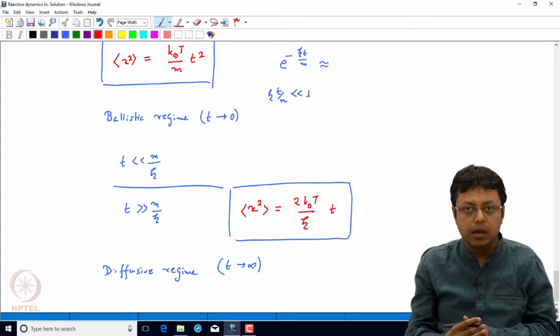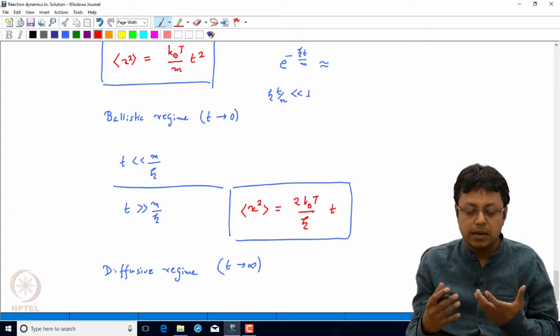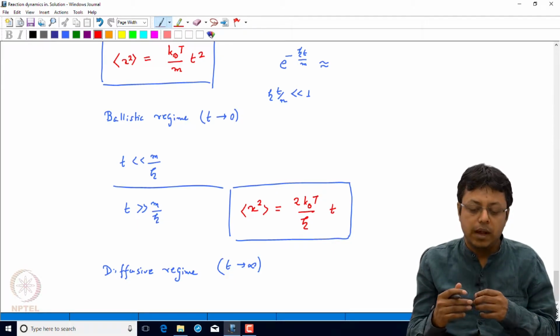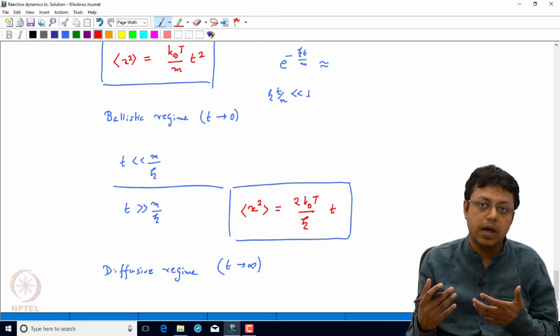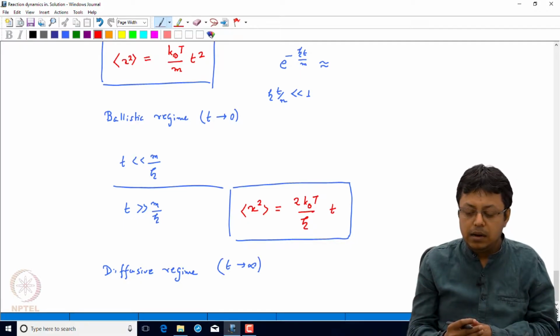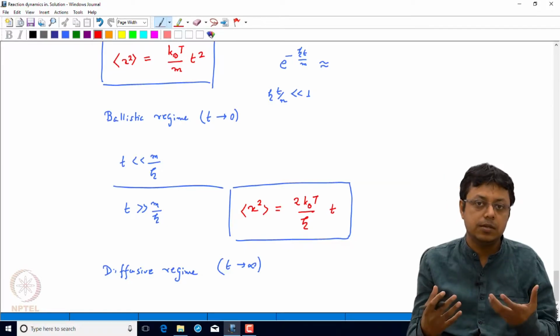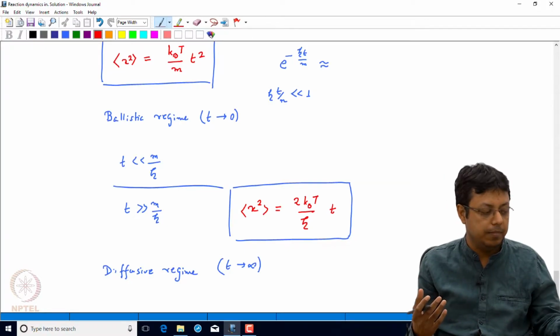Now this was shown by Einstein, but he also predicted that at a very short time you will have a ballistic regime where the mean square displacement will go as t squared, and at a very long time you will have a diffusive regime where the mean square displacement will go linearly with time.